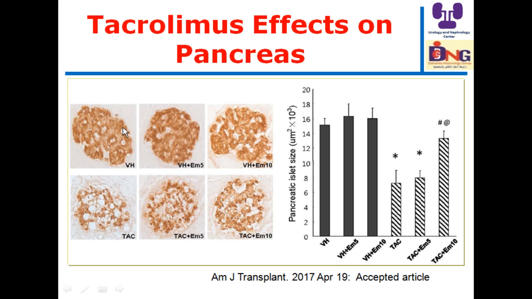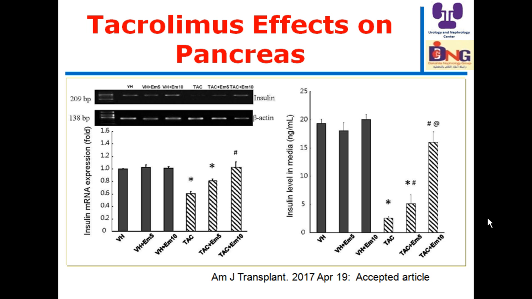And if you look here, in comparison to vehicle, this is the islet size. If you compare, islet size is reduced in the tacrolimus group, and the use of empagliflozin ameliorated this reduction when empagliflozin, either 5 milligram or 10 milligram, is added to the tacrolimus group. And you can see here, this is a pancreatic section in the vehicle treated with empagliflozin, vehicle with empagliflozin 10, so the pancreatic islet size is preserved. Here the use of tacrolimus significantly reduces the size of islets, which is ameliorated by the use of empagliflozin. And this is the insulin mRNA expression.